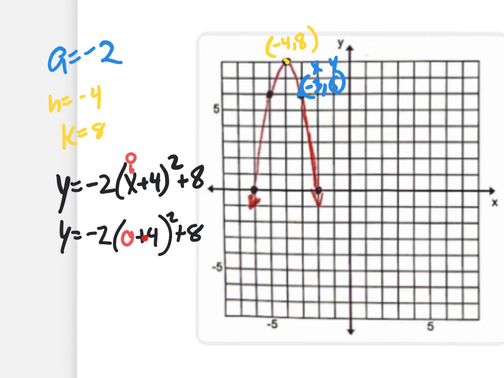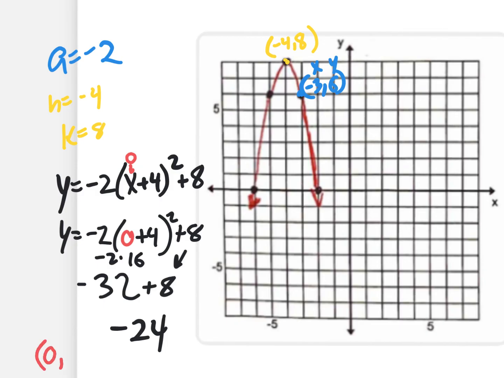So what is 0 plus 4? That's 4. What is 4 to the second power? 4 times 4 is 16. And then 16 times -2, that is -32, right? And we still have the +8. -32 plus 8 is -24. So the y-intercept is at -24. So technically, if I ask you for the y-intercept, you could give me the coordinate 0, -24, or you could just type in -24. That's the location of where it's going to cross the y-axis.